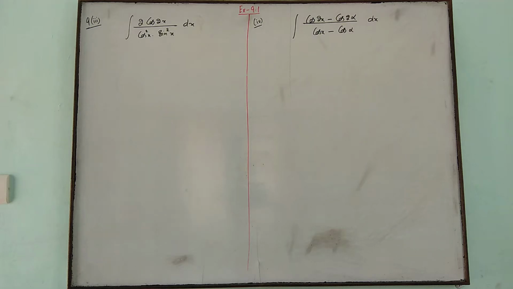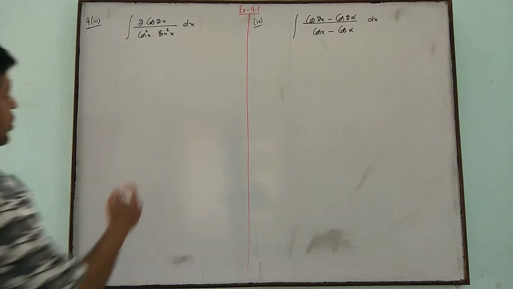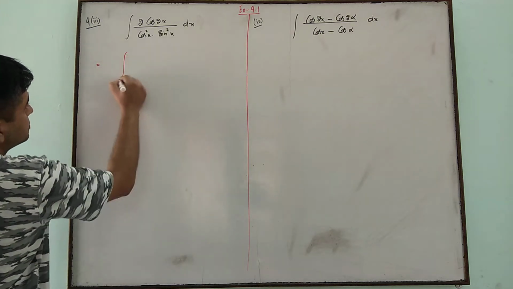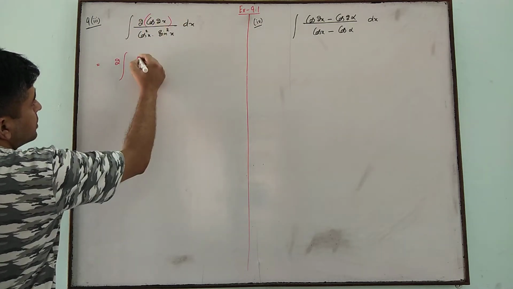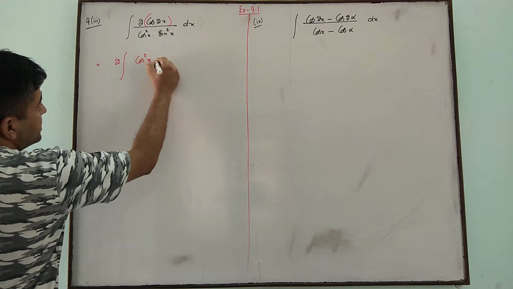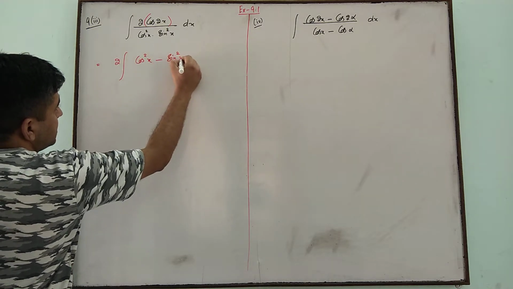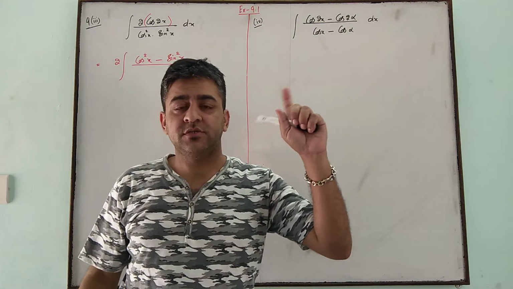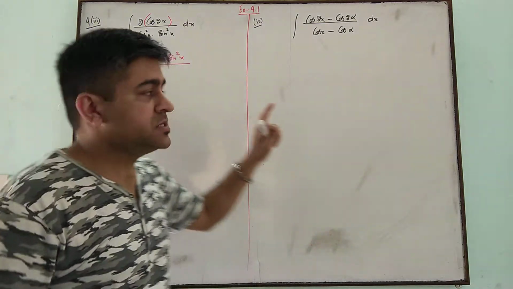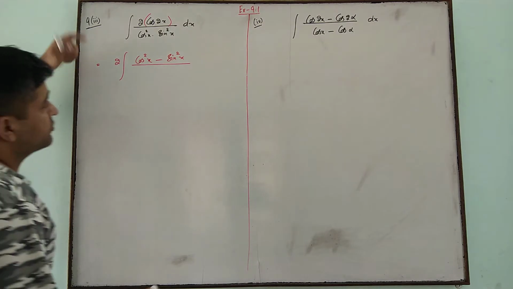Ninth question, third part: 2 cos 2x divided by cos square x into sin square x. So cos 2x, we do have a formula: cos square x minus sin square x. Now you can see, if we know the formula of trigonometry, the questions will be very easy. Otherwise, it's very tough to simplify these types of questions.